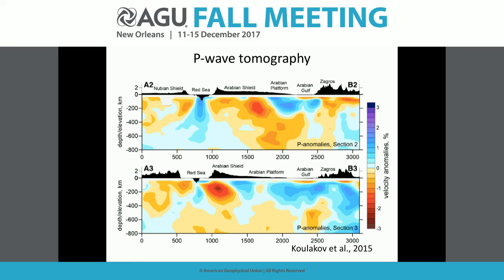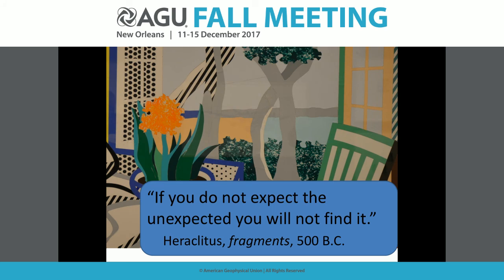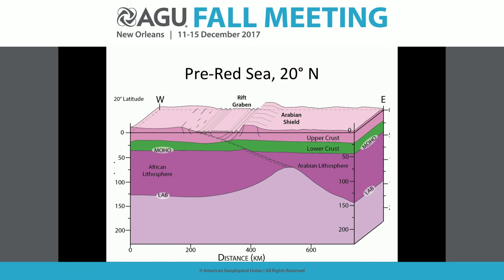But you see, even in 2015, Kulikov was saying that the Red Sea is underlain by high velocity. So you have a high velocity under a mid-ocean spreading center. That's, by the way, not textbook geology. If you do not expect the unexpected, you will not find it, said Heraclitus 2,500 years ago. So expect the unexpected and maybe you'll see it.